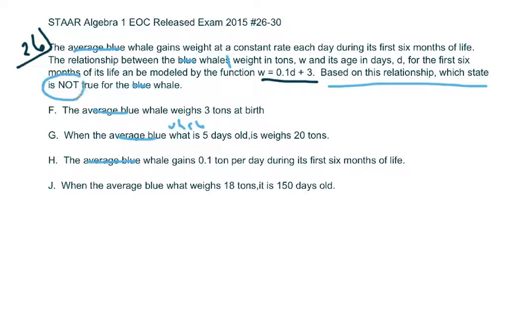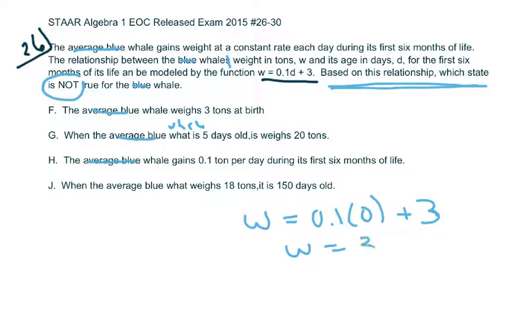When I first read this, the first answer I wanted to pick was F, because I knew that was true, and I didn't read all the way down here. I don't know if they put in all this extra stuff just to make sure you read through the problem, but the average blue whale does weigh 3 tons at birth, because at the time of birth there would be 0 days. So when you multiply this out, your weight is 3 tons.